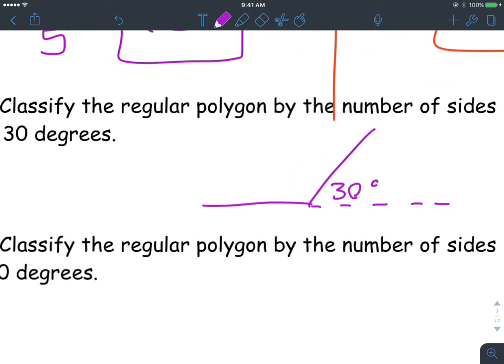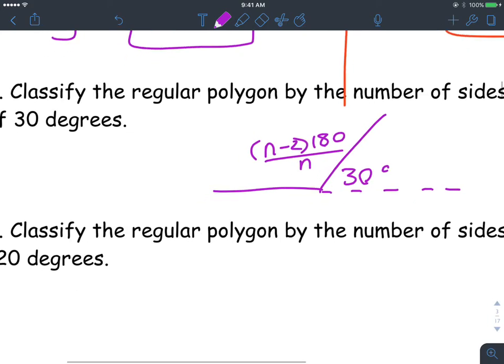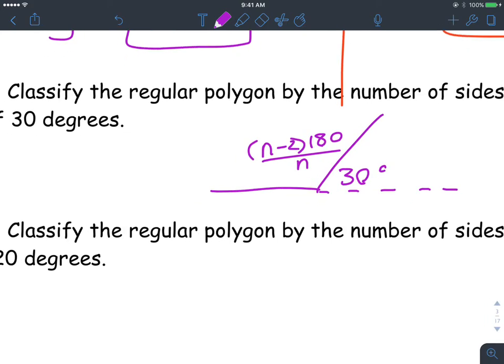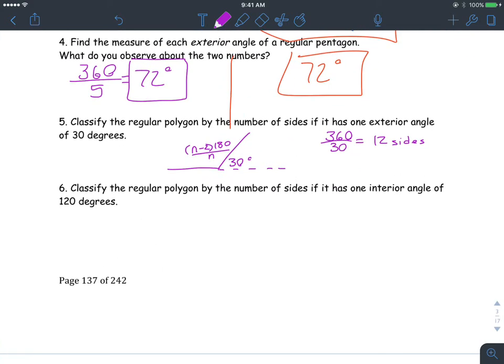Otherwise, what you'd have to do is say, okay, well, this thing is n minus 2 times 180, but then divided by the number of sides. And then you'd have to set these two equal to 180, and that gets really messy really quick. So in my opinion, just do this right here: 360 divided by 30, one of the exterior angles, and then you can find the sides a lot easier.